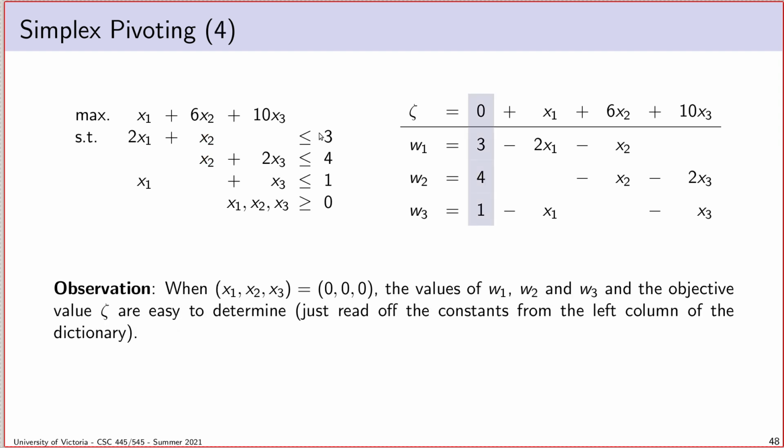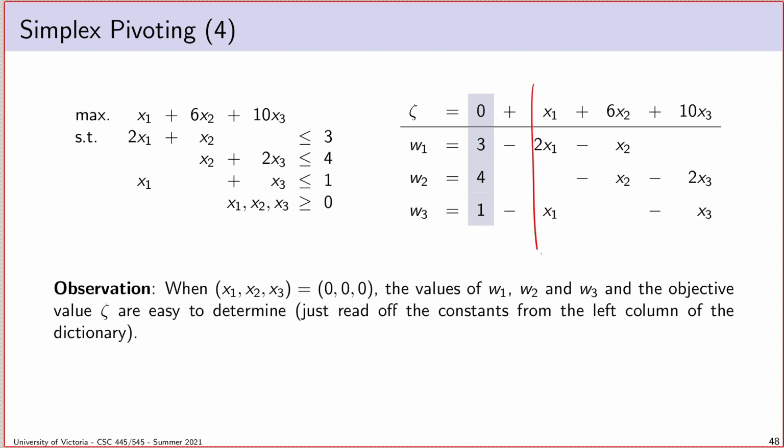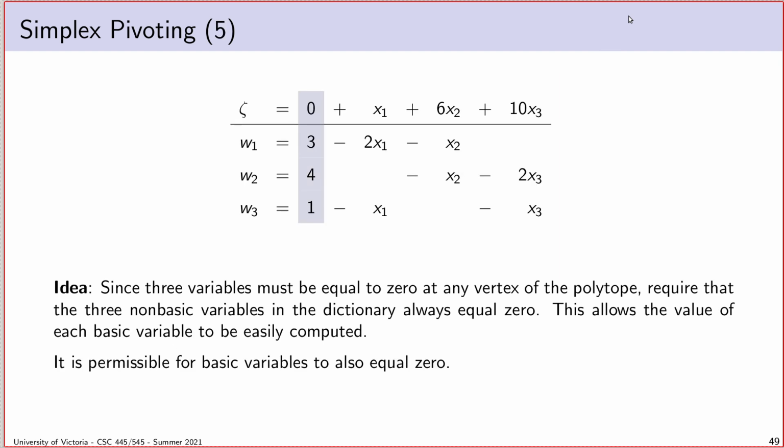Another observation is, if I set x1, x2, and x3 to be 0, then these all just end up being 0. And that means that W1 equals 3, W2 equals 4, W3 equals 1, right? Well, yeah, obviously, that's dead easy. If I know that all of these variables are set to 0, and I want to know the value of W2, you just read it right off, because everything over here is an expression of things that are equal to 0. So if I want to know the value, I just read off the constant column. Well, that's convenient.